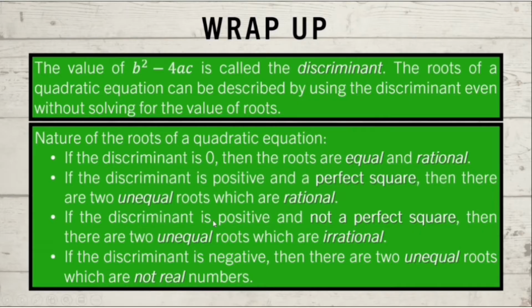If the discriminant is positive and not a perfect square, then there are two unequal roots which are irrational. If the discriminant is negative, then there are two unequal roots which are not real numbers, meaning there are no solution. I hope you understand our topic for today, learners. Those are the four natures of the roots of a quadratic equation that you need to remember.